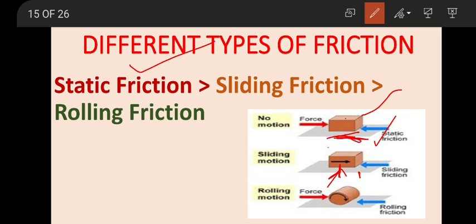Now you see here rolling friction. The object is rolling. Interlocking between the two surfaces will be very loose because the contact between the two surfaces, the surface area, is reduced. Wheel, how does it move? The surface area between the wheel and the ground is less. Because area is less, naturally the interlocking becomes less. So interlocking becomes less means the frictional force existing between those surfaces will be lesser. Rolling friction will be the least among the three.